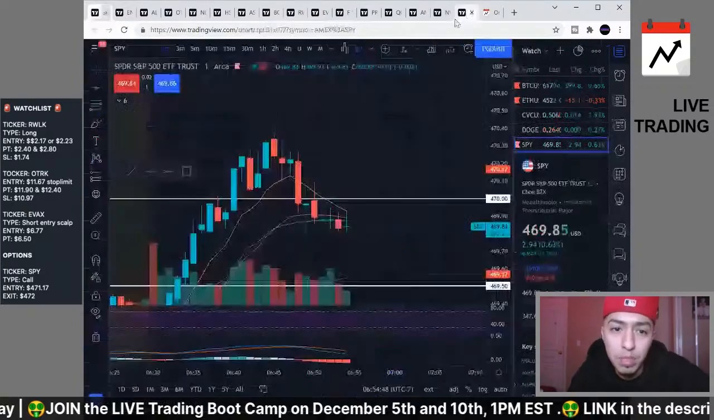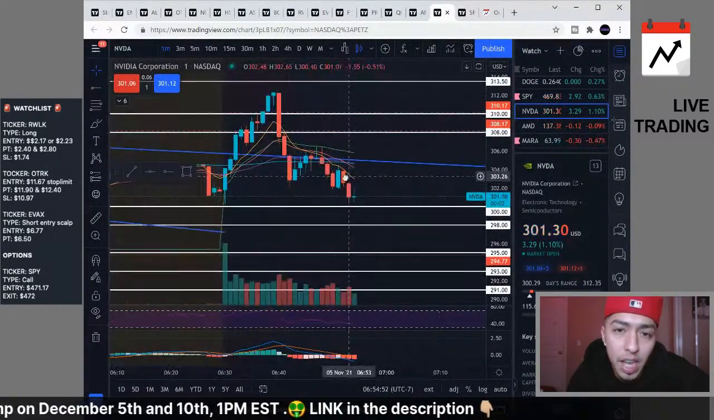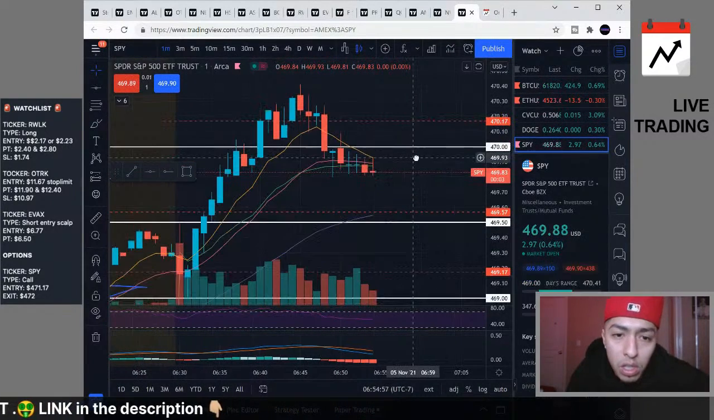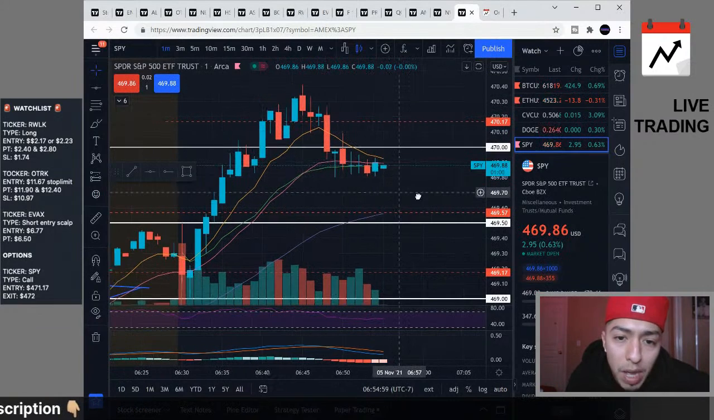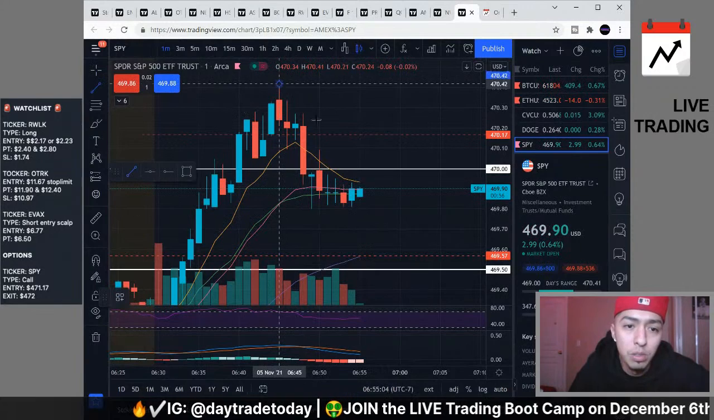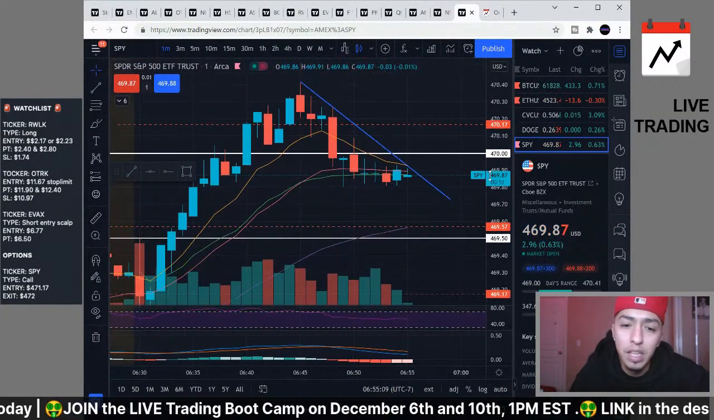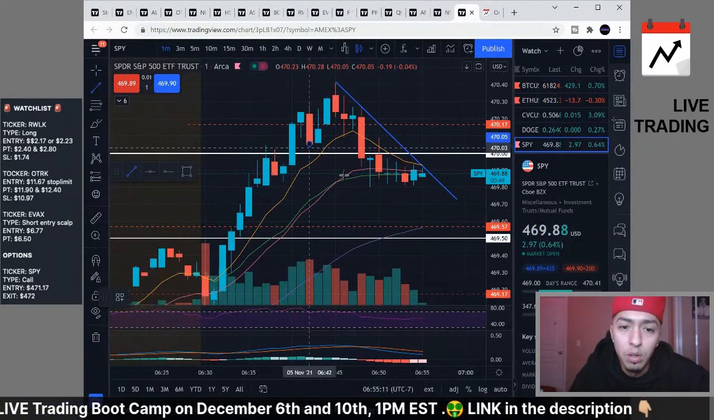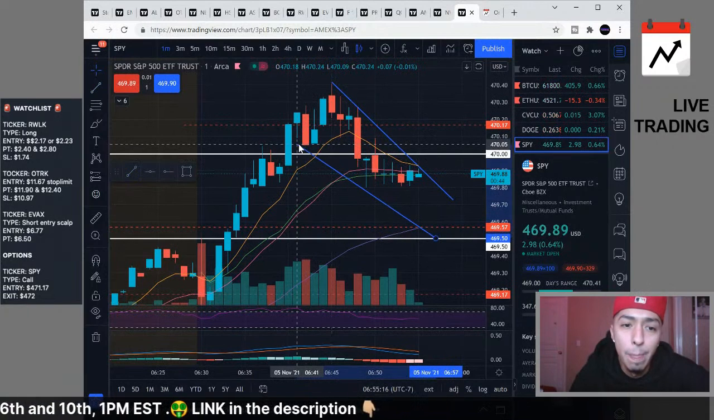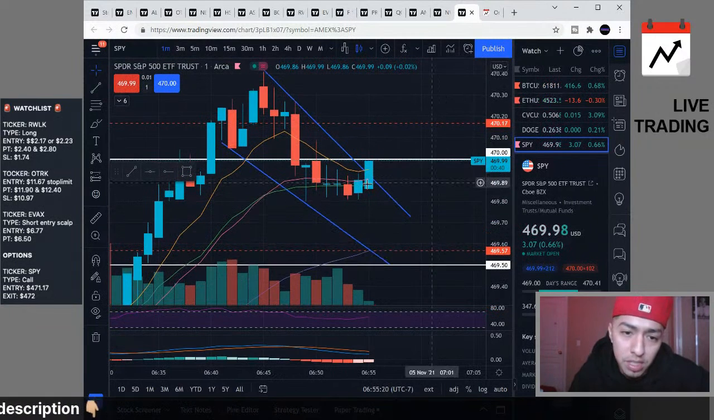Let's go back to some options real quick, see how that's doing. Okay, so NVDA and SPY are both cooling down. SPY right now is at VWAP. So let me mark some patterns real quick. What I'm seeing here on SPY is we are creating a falling wedge right now. So this is a falling wedge, which is a bullish reversal sign, which as you can see, it's starting to reverse.